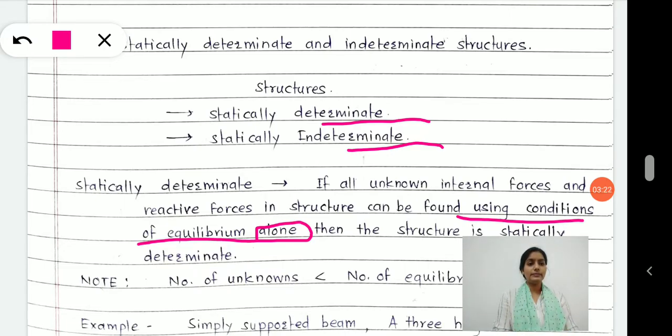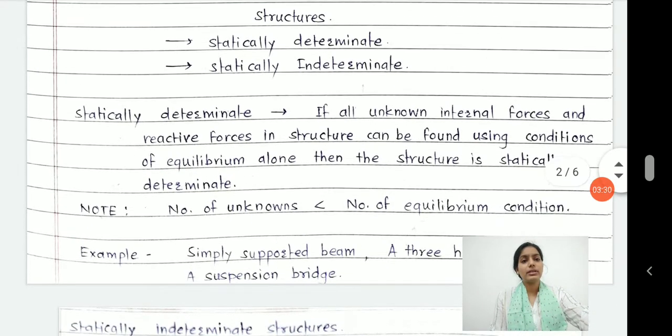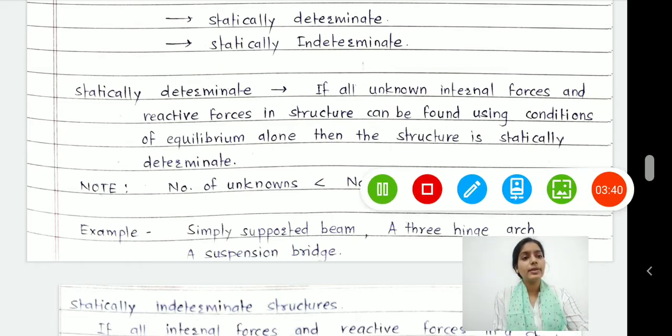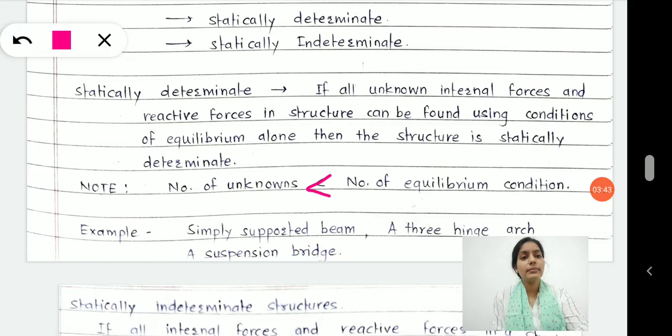Your structure is statically determinate. See here, I have written one mathematical expression in which I said the number of unknowns is lesser than the number of equilibrium conditions. Here I will make a small correction: it can be lesser than or equal to. So if the number of unknowns is less than or equal to 3, you can solve that system of forces with the help of only equilibrium conditions.